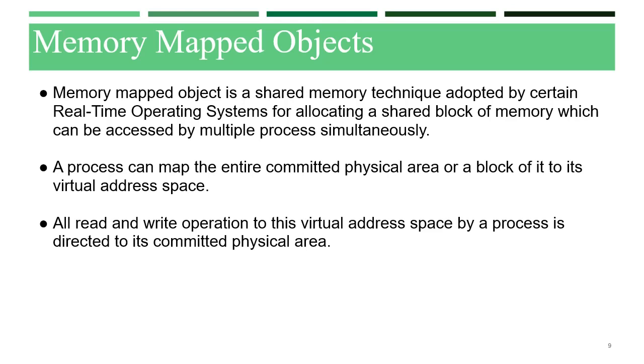So in this approach, a memory map object is created and physical storage for it is reserved and committed. A process can map the entire committed physical area or a block of it to its virtual address space. All read and write operations to this virtual address space by a process are directed to its committed physical area. Any process which wants to share data with other processes can map the physical memory area of the mapped object to its virtual memory space, and it can use it for sharing the data.